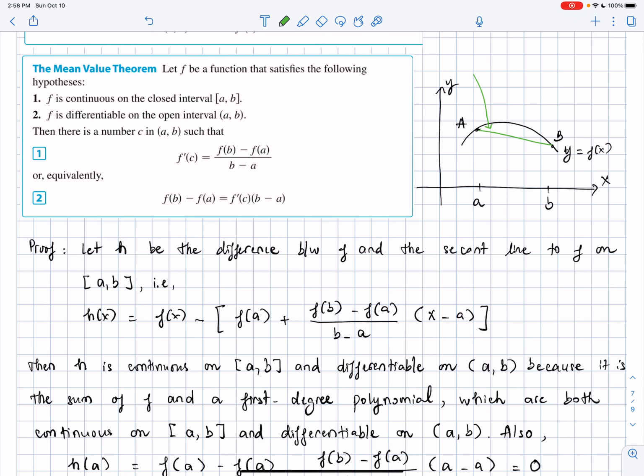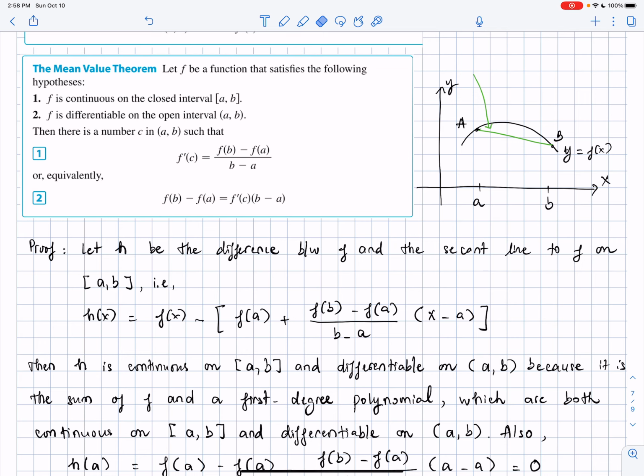The Mean Value Theorem. Let f be a function that satisfies the following hypotheses. Number 1, f is continuous on the closed interval [a, b]. Number 2, f is differentiable on the open interval (a, b). Then there is a number c in (a, b) such that f prime of c equals f of b minus f of a divided by b minus a, or equivalently, we multiply both sides by b minus a, and then we get this equivalent equation.